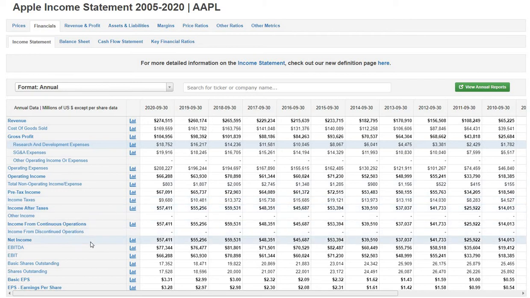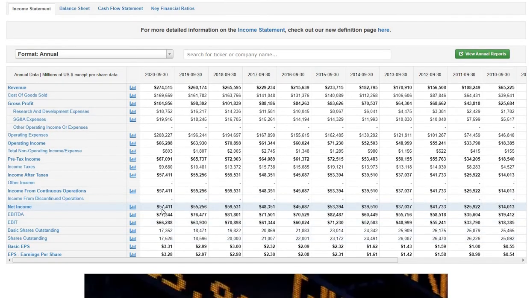Now, let's look at the net income. The net income for Apple in 2020 is about $57 billion, which is approximately 20% of the revenue. Although the net income grew from $14 billion in 2010 to $57 billion in 2020 at about 14% annually, it is important to note that the net income has remained flat for the last 5 years from 2015.